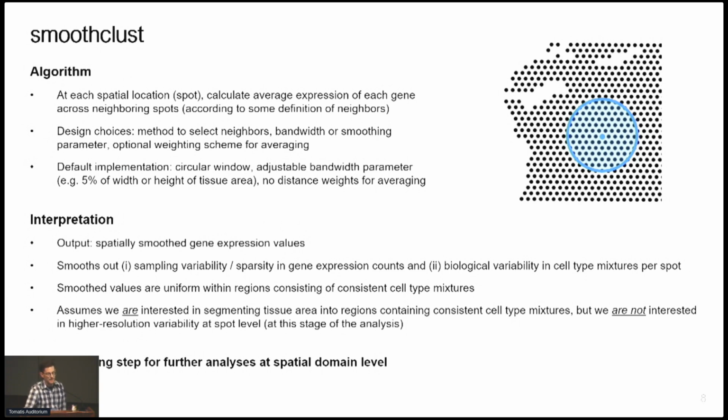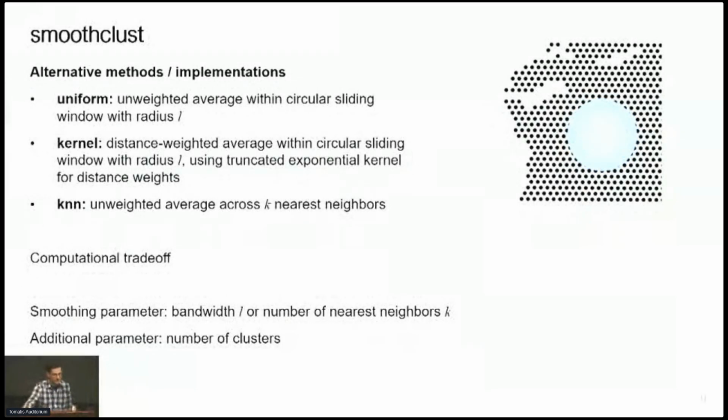That gives us, as an output, spatially smooth gene expression values, which smooth out both sampling variability and sparsity at the gene expression count level, and also biological variability in cell type mixtures per spot, which we have especially in the Visium data. These smooth values are then uniform within regions consisting of consistent cell type mixtures. We also have several alternative implementations, including a kernel method, where we calculate a distance-weighted average within a circular sliding window with a truncated exponential kernel, but there's a computational trade-off, where the uniform method works much faster.